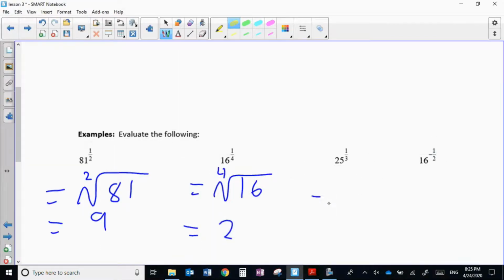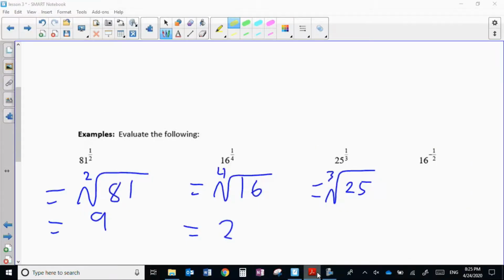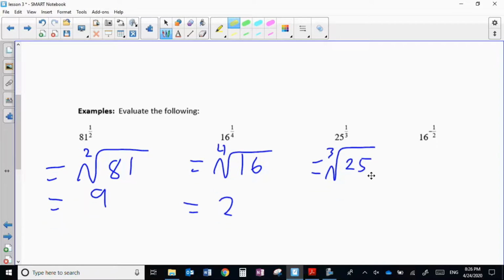25 to the power of a third is the third root of 25. Now, that's a little interesting because I can't think of a number where that works out. If I look at my power chart, the only 25 is 5 squared, and I'm looking for a cube root, not a square root. So what do I multiply by itself 3 times to get 25? I don't know that answer. So that's my exact answer.